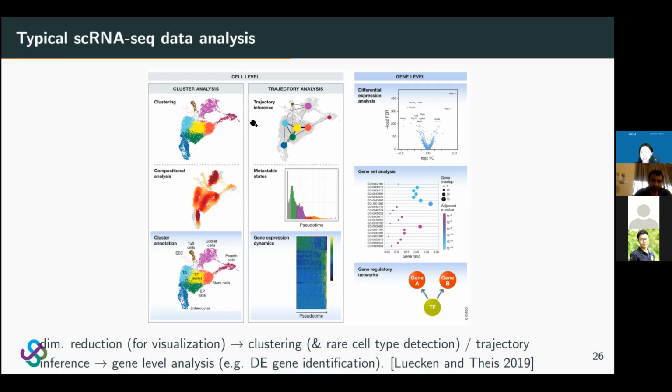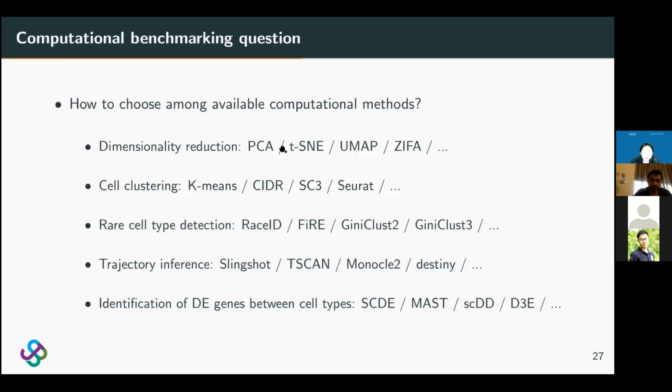So if you check, there's a website called scRNA-tools, you'll see that the number of computational tools has grown sharply in recent years. For experimental users and data analysts, it's very important to pick a reasonable method for their analysis. So here are some examples.